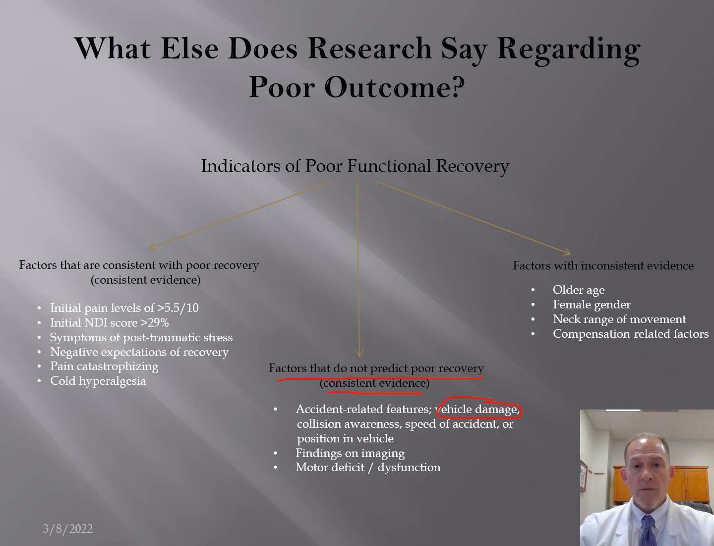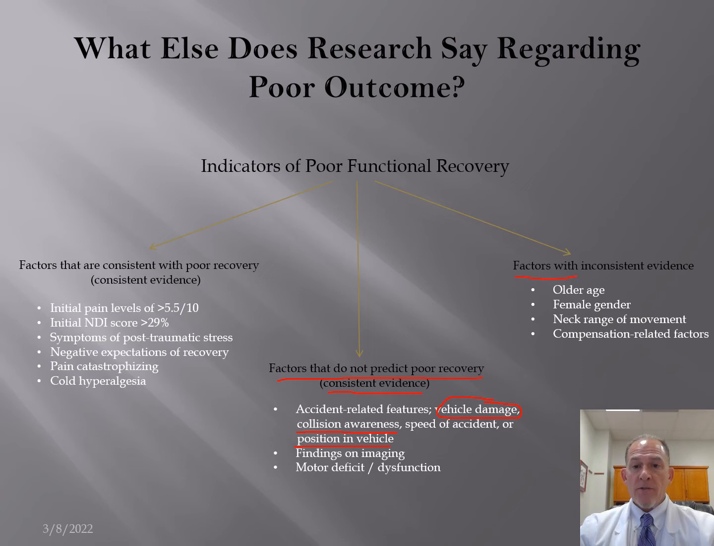There's no prediction of the potential for injury following whiplash or the potential for a poor outcome following whiplash based on vehicle damage. Additional factors such as collision awareness, speed of the accident, or the occupant's position in the vehicle do not predict poor recovery. And this is contrary to what many insurance adjusters argue with attorneys.